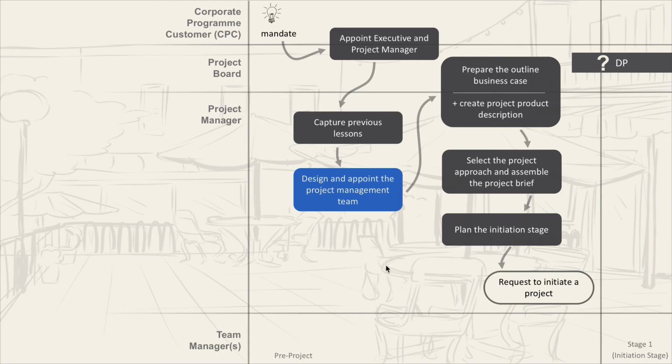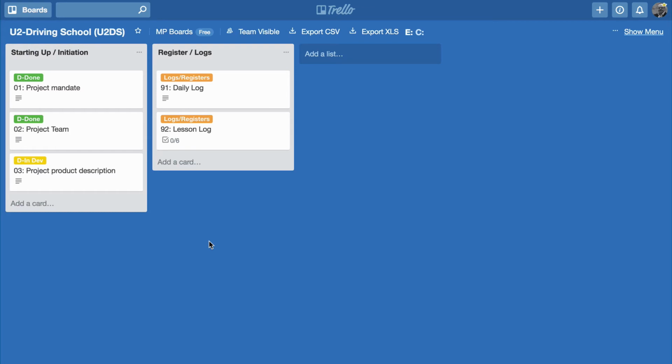The next activity after design and appoint the project management team is prepare the outline business case. But part of this as well is to create the project product description. The project product description is normally a 1 to 2 page document, and it gives an overview of the final product. So just think of the technical specifications of a car or of a portable PC. That's usually just one page, and that gives already a good idea of what the end product would be like.